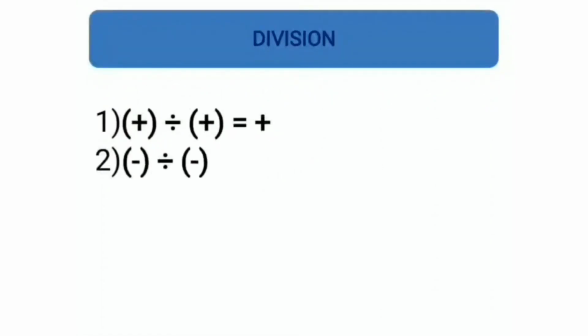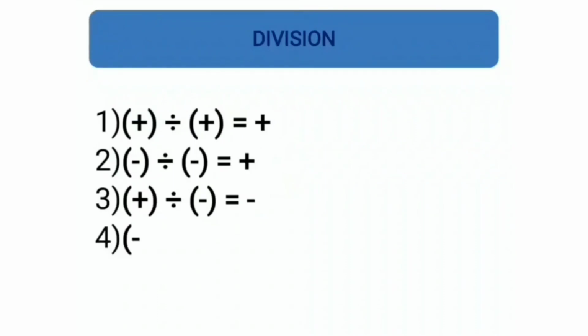So here the rules are: when both integers are the same, meaning a positive integer is divided by a positive or a negative integer is divided by a negative, the result is always positive. But when the integers are different, meaning a positive integer is divided by a negative or a negative integer is divided by a positive, the result is negative.